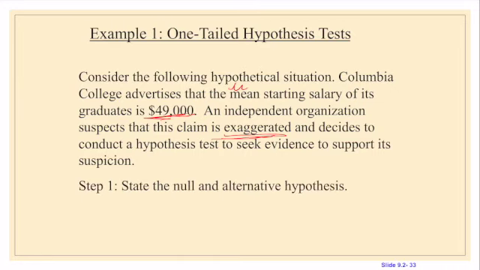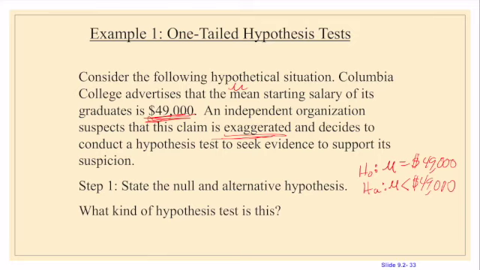So let's state our null and alternative hypothesis. My null hypothesis is that there's no difference from the stated claim value, right? So my mean is 49,000. And my independent organization thinks that the mean is actually less than $49,000. This is going to be a left-tailed t-test, right? Because it's less than, it's going to be left-tailed.